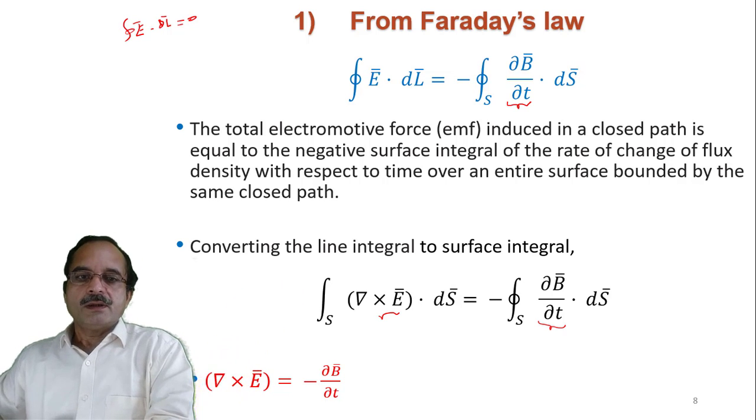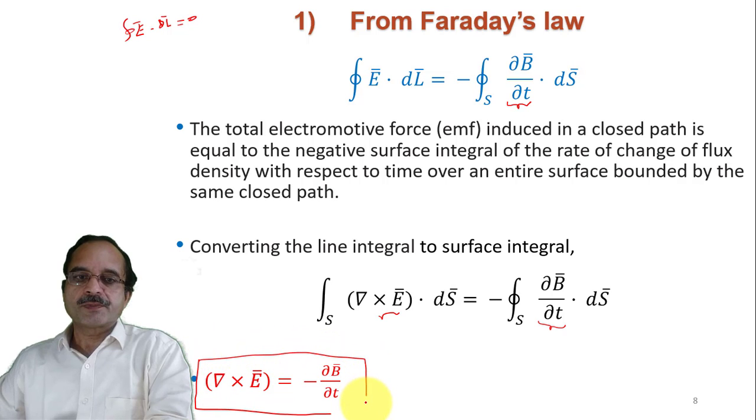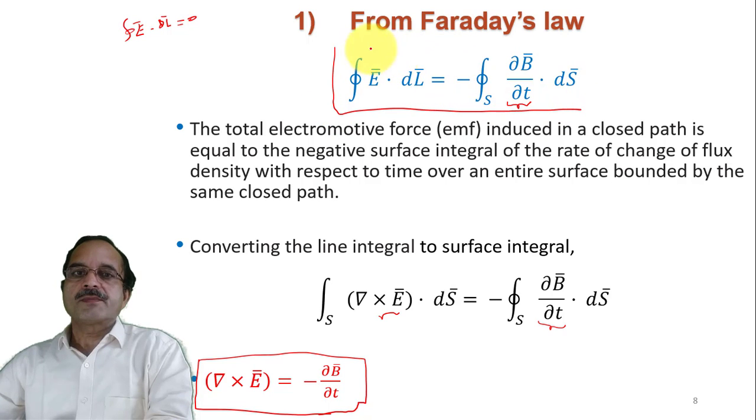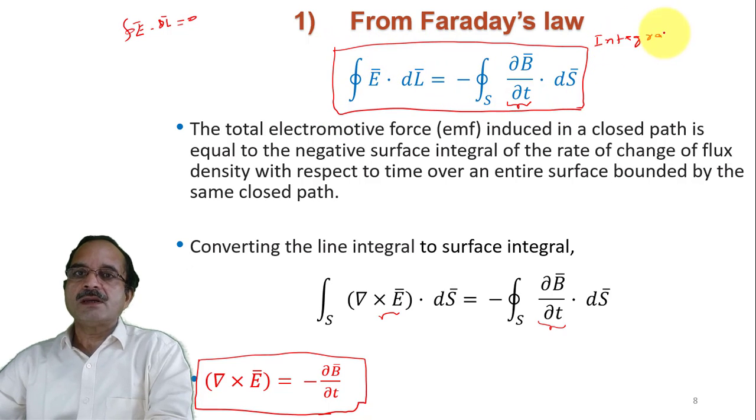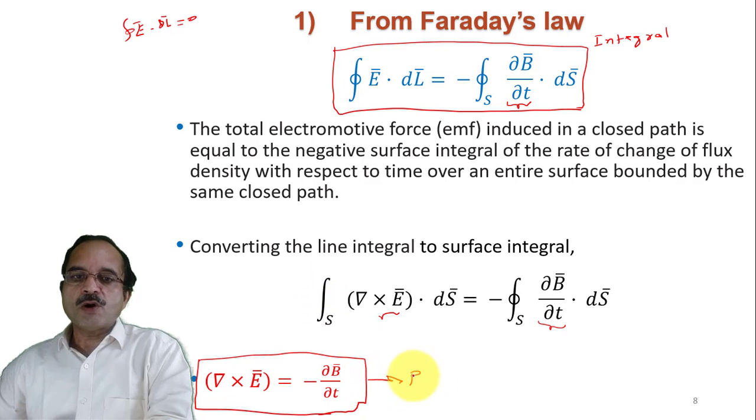So this is the Maxwell equation in point form for time varying fields. This is the integral form derived from Faraday's law, and this is the point form or the differential form.